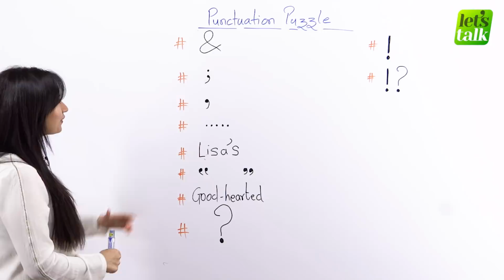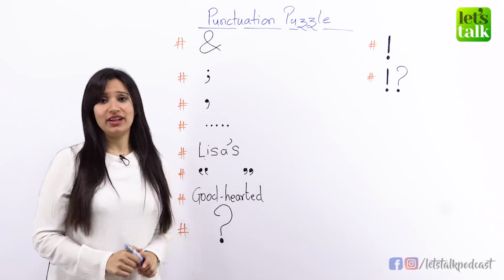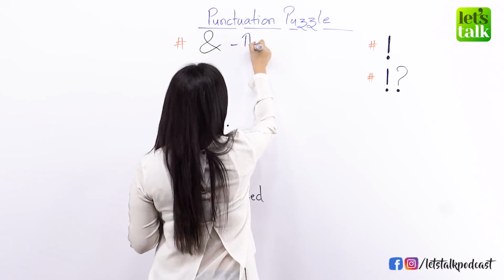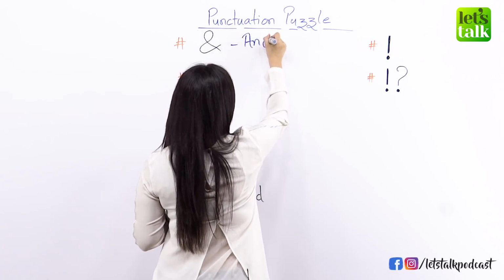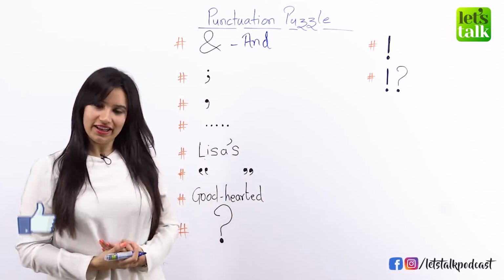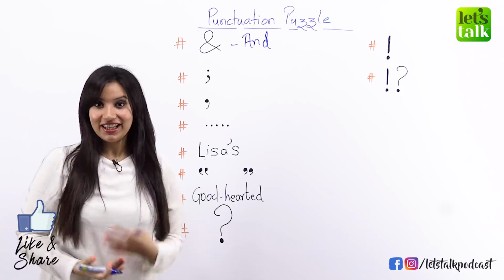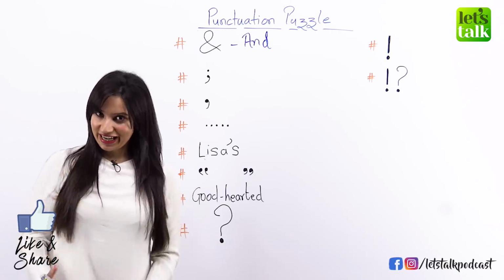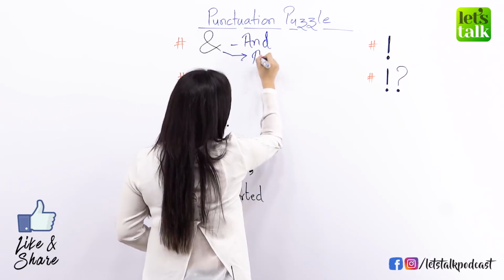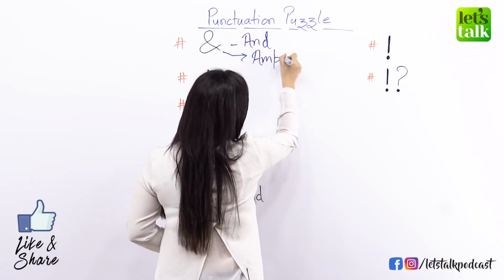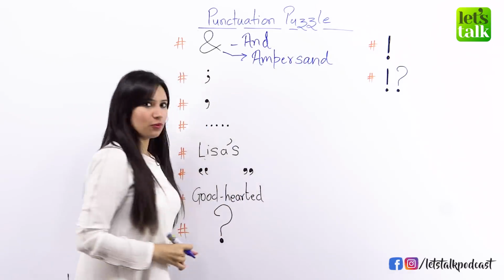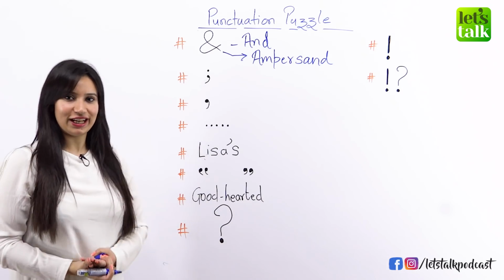Let's look at the first punctuation mark that we have on the board, which means, of course, you're all very smart, it means and. Okay, no problem. It means and. But what do we call this? Is this also called an and? Actually, it's not called an and. It has a different name. I'll tell you the name. The name of this mark is an ampersand. I know, that's so different, so strange a name, ampersand.